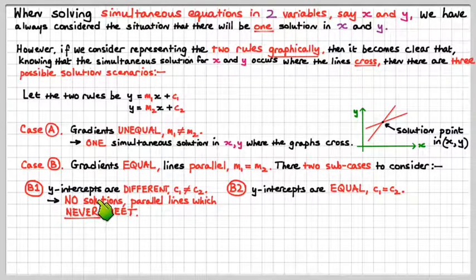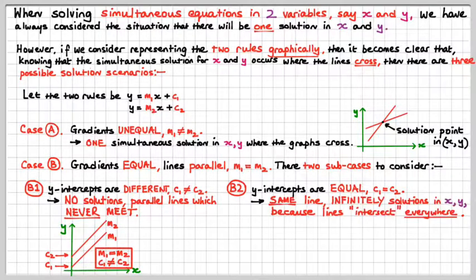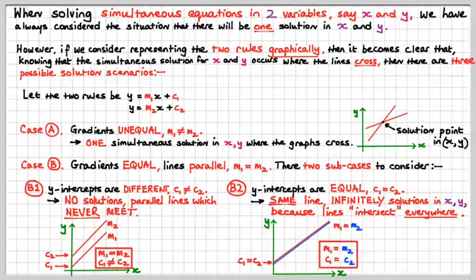Now, case B1 means that these are like train tracks or tram tracks. There are no solutions here. They're parallel lines which will never meet. You see, these ones are parallel, but c1 is different from c2. So m1 equals m2, in other words, the steepness is the same in each case, but the y-intercepts are different, therefore they never, ever meet. Got it? Now, case B2 here is actually the same line. I know, it's shocking, isn't it? Infinitely many solutions in x and y because the lines are on top of one another. They intersect everywhere.